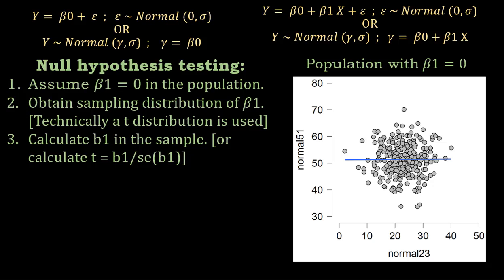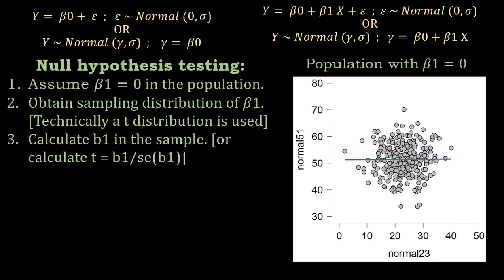So in the null hypothesis testing approach, we also assume a value for a parameter, but then we are not going to estimate that parameter value. So we start by assuming that beta 1 is 0 in the population.